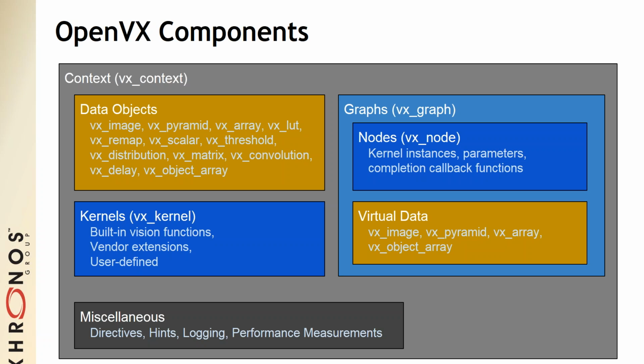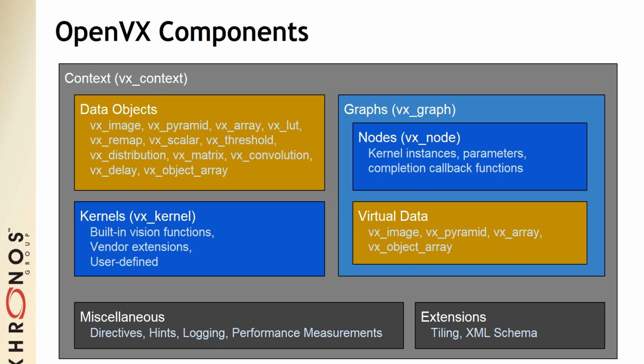OpenVX also has other miscellaneous features such as performance measurements, logging, hints, and directives that we're not going to cover, but I think you'll find a lot of usefulness during debugging and profiling your code. And there are provisional extensions available for tiling and XML schema that you can access from the Khronos website. You should watch out on our website. You'll find a lot more provisional extensions coming through in the near future.